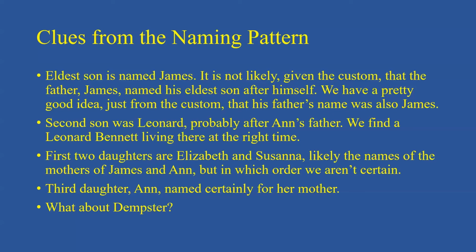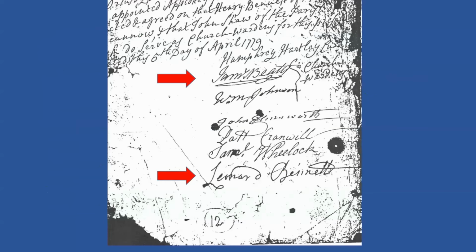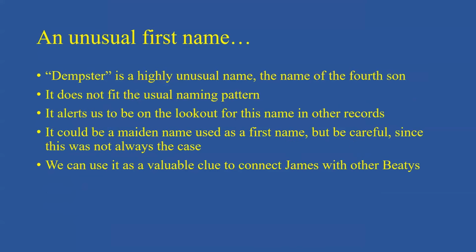So what about Dempster? Here's a really unusual thing. Here's a vestry minute book from the town where I show James Beatty, my ancestor's signature, and his father-in-law, Leonard Bennett. They all signed the vestry book, and there's evidence firsthand right there of Leonard and James knowing each other, being together in the same records. Dempster is a really unusual name. It's the name of the fourth son. It does not follow a usual naming pattern.